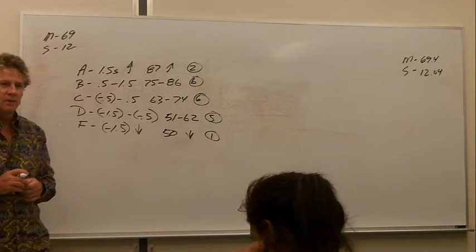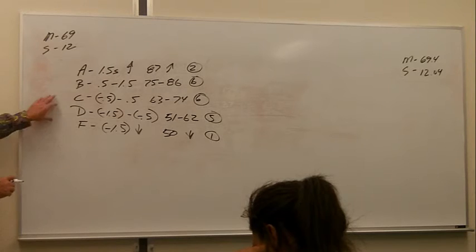N was 20, wasn't it? We have 20 of them? 20 of them? Okay, so that's how you would do it.